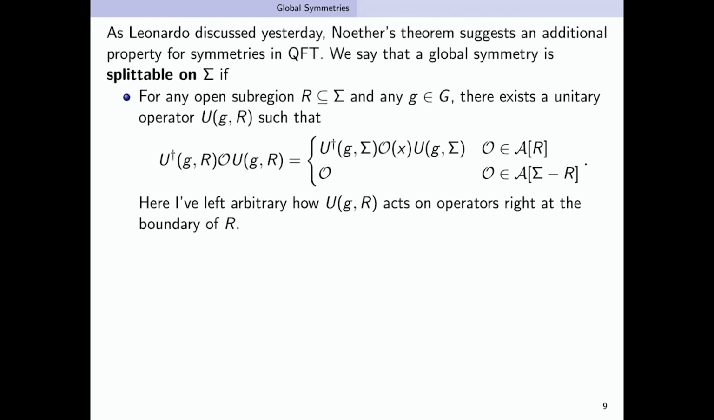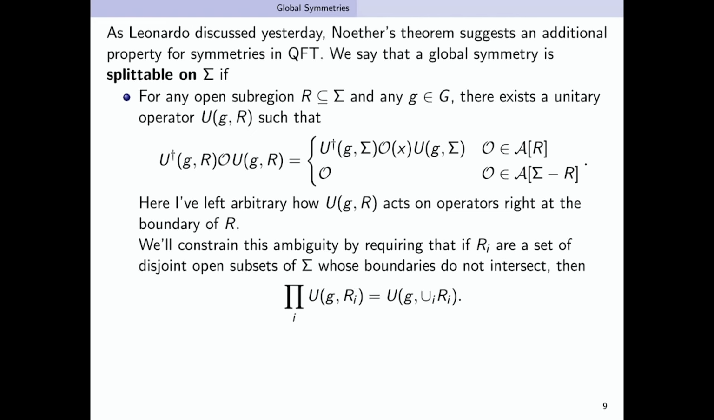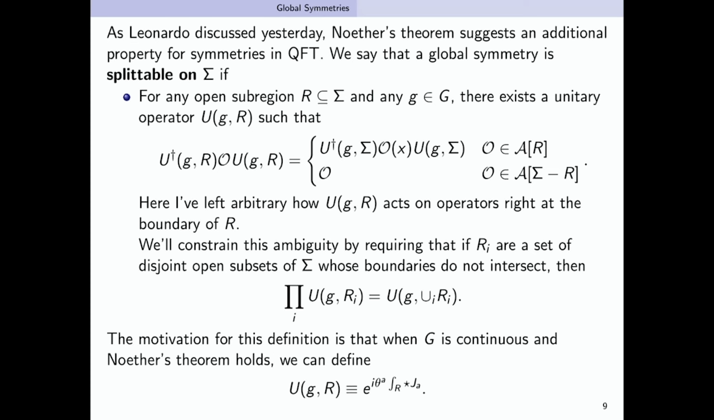So there's some ambiguity at the boundaries, but I will say that if we have disjoint sets, then I want the product to be the one where you just take the union of the regions. So it's basically saying the symmetry operator is endable. Yeah. And so, of course, the motivation for this, as Leonardo said, is that if G is continuous and Noether's theorem is true, then you can construct this by just integrating the current over the region. Okay.